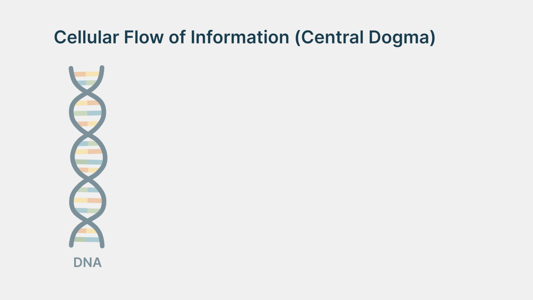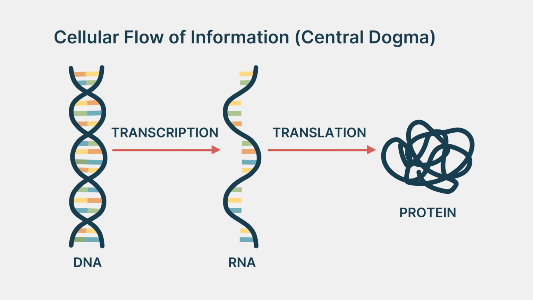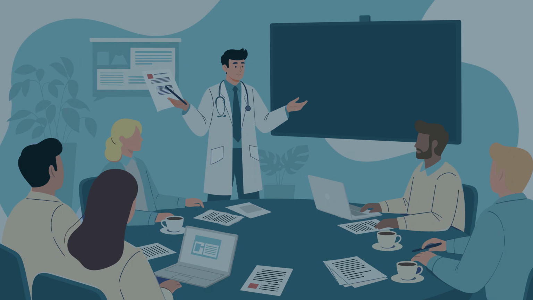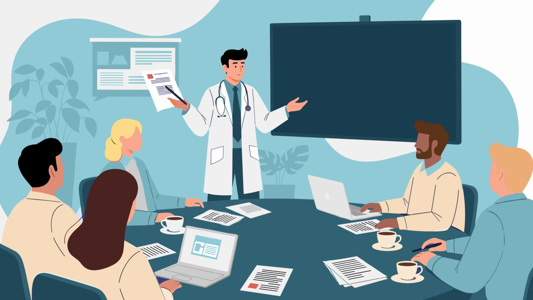Now you've seen how information flows from DNA to RNA to protein. Sometimes mistakes called mutations may occur during this process. Mutations can affect cell function, and that's why it matters in diseases like myeloma. By following these molecular instructions, scientists can develop targeted treatments and improve patient care.